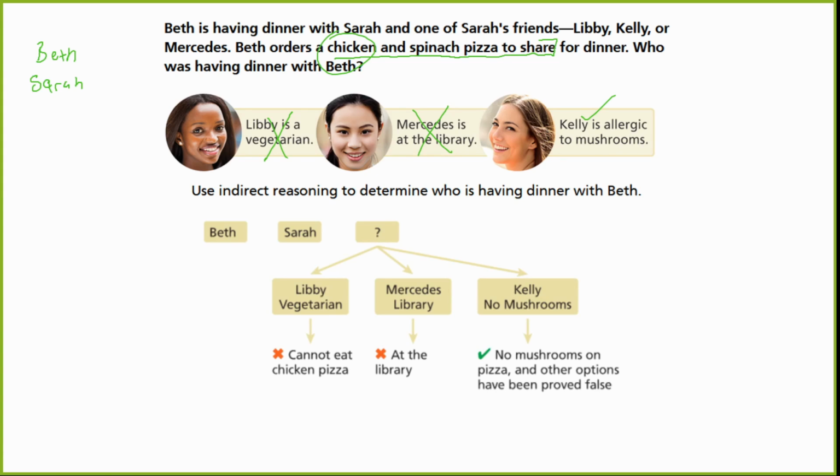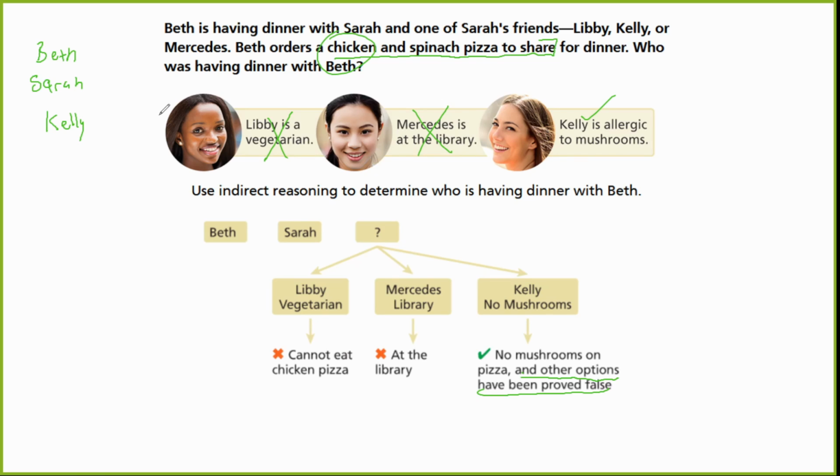So let's see if we can do this. Oh, yeah. Just like we said, Libby cannot eat pizza. Mercedes is at the library. No mushrooms on the pizza, and other options have proved to be false. So that is not actually a very strong standing point, right? We can't just say because we've run out of options, the last one standing is automatically right.